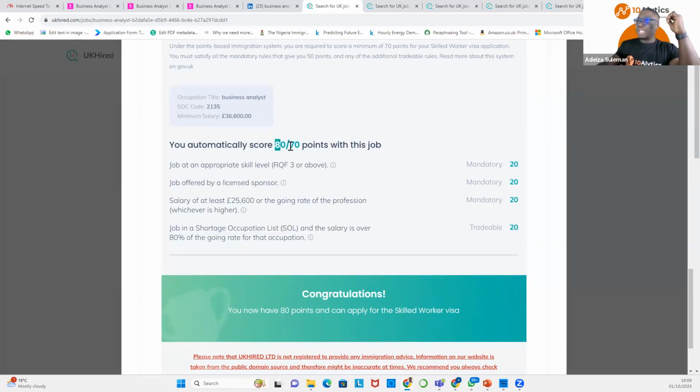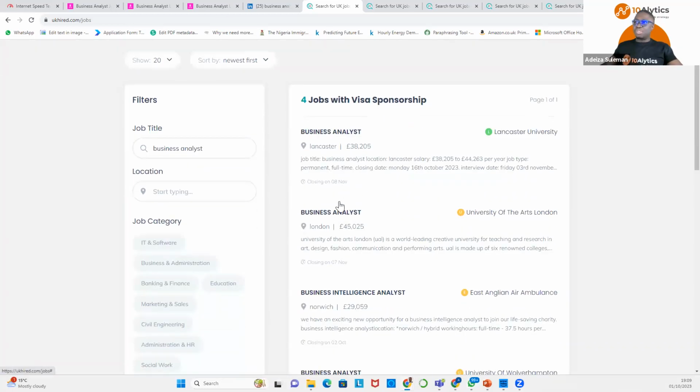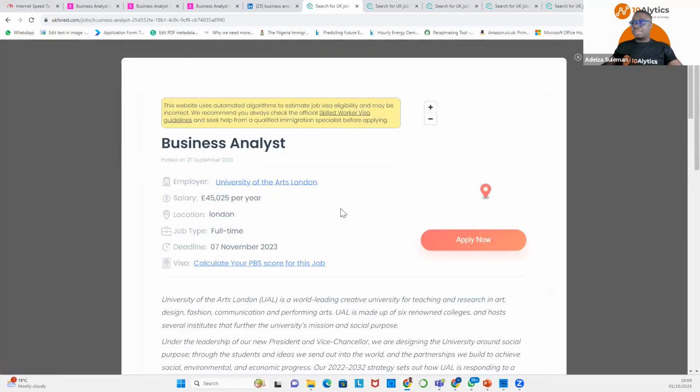And that was how they came up with the 80 points. So what this simply means is if I apply to this job today and I get an offer, I get the job, I would apply and get a skilled worker visa. So you can see that here. Congratulations. You now have 80 points and can apply for the skilled worker visa. Not everybody knows this, and not everybody knows what to do and how to apply to these jobs.